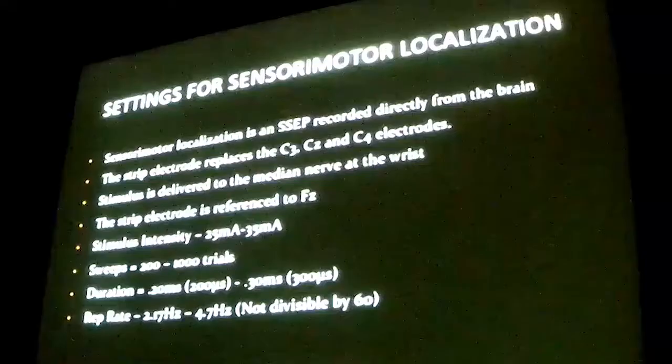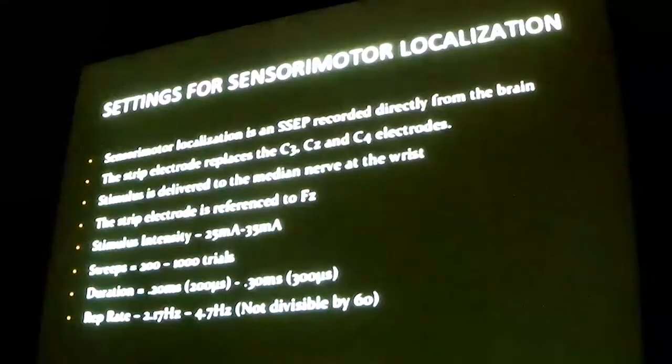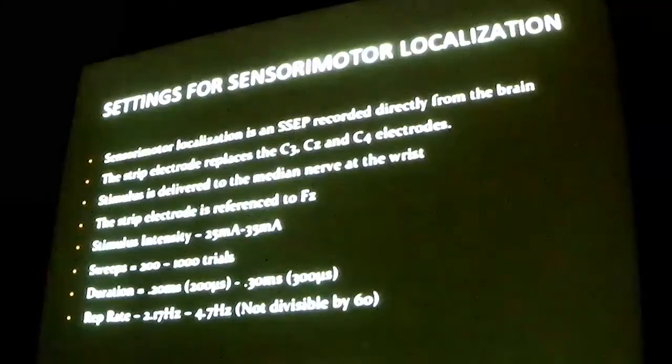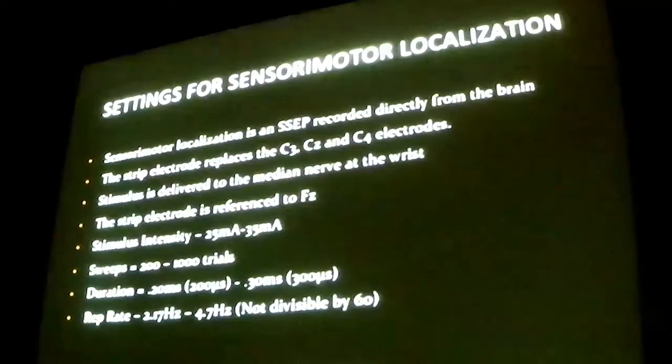So again, here's a setting. Sensory motor localization is just an SSCP. It's recorded directly from the brain. That's it. No different. A strip electrode replaces your C3, CZ, or C4 electrode, depending on what you're stimulating and where that strip is. Stimulus is delivered to the median nerve at the wrist, and it's referenced to FZ. No different than any other SSCP.